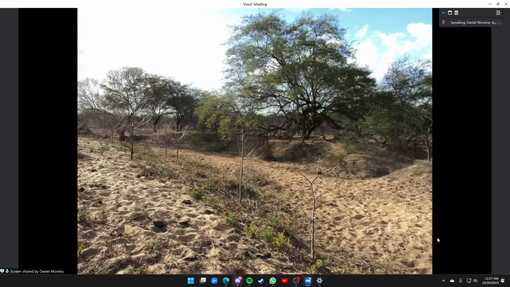Here are some pictures of the collection site. During the rainy season, this is a river. I hope you guys can imagine, see, this is the river bed that is completely full of water during the rainy season, and the stream goes this way. And during the dry season, the streams are completely gone.